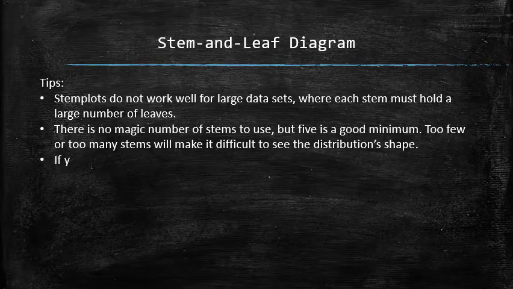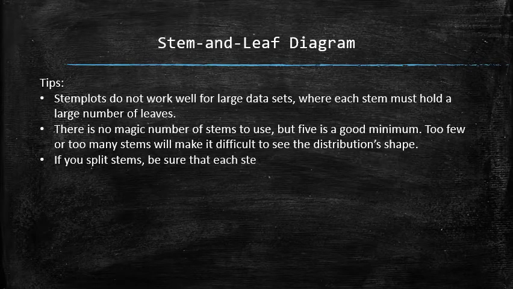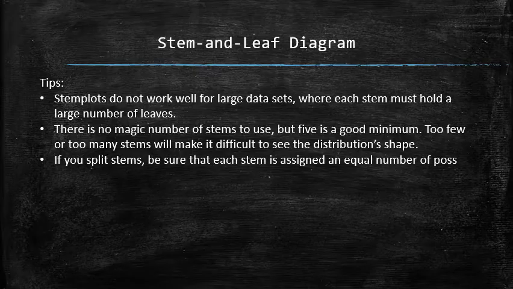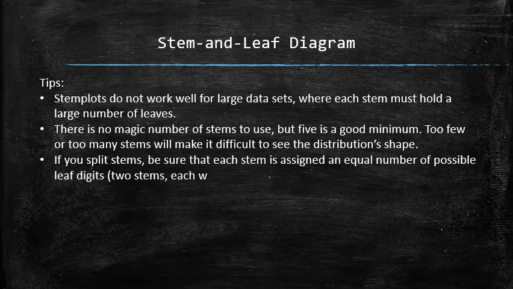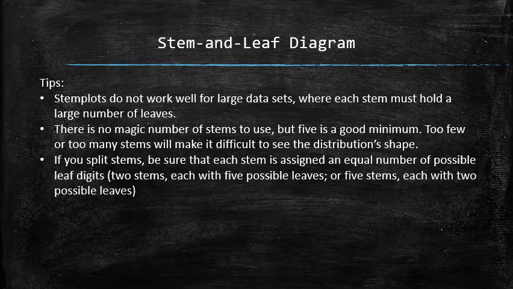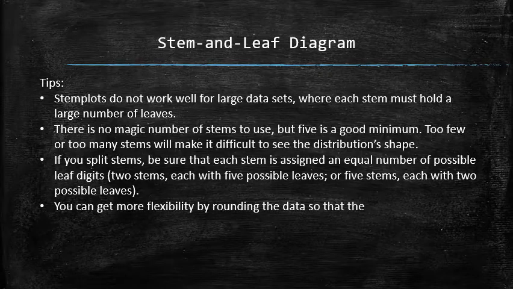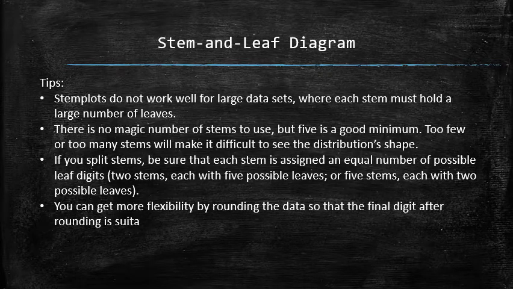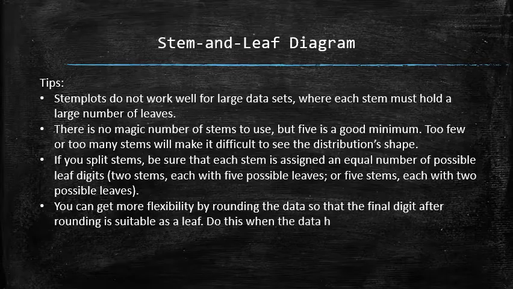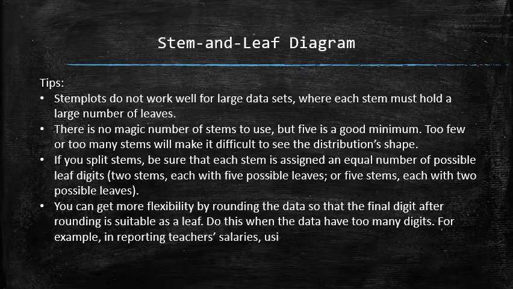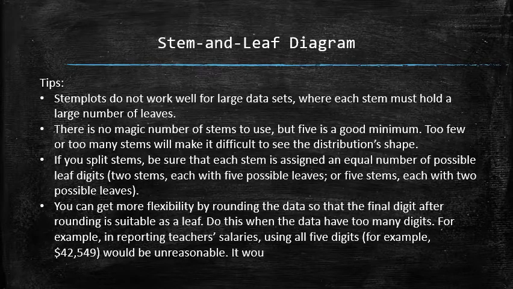If you split stems, be sure that each stem is assigned an equal number of possible leaf digits. For 2 stems, each must have 5 possible leaves, or for 5 stems, each must have 2 possible leaves. You can get more flexibility by rounding the data so that the final digit after rounding is suitable as a leaf. Do this when the data have too many digits. For example, in reporting teachers' salaries, using all 5 digits in a number like 42,549 would be unreasonable. It would be better to round to the nearest 1,000, 43, and use 4 as a stem and 3 as a leaf.